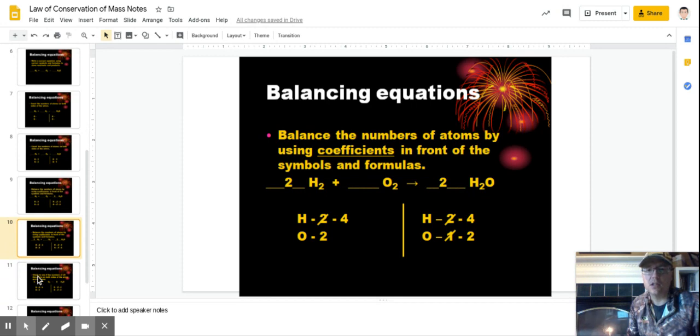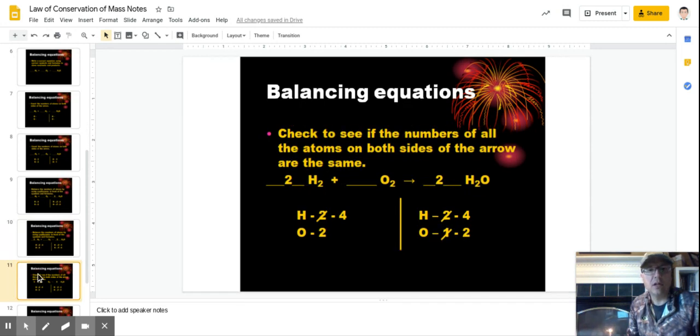These slides take you through that process. Finally, the last step that we always have in math, and that is to check to see if the numbers of all the atoms on both sides of the arrow are the same. So what I like to do is, and again, this is a simple one. It only has 2 elements on each side, so it's fairly simple to see this. But when we have, say, 4 or 5 elements on each side, it gets a little bit more complicated.